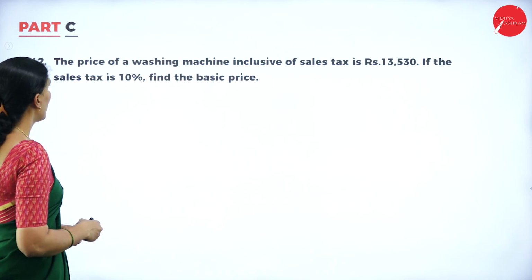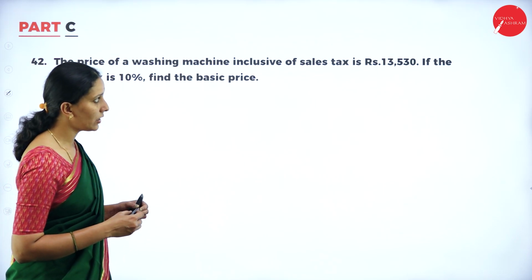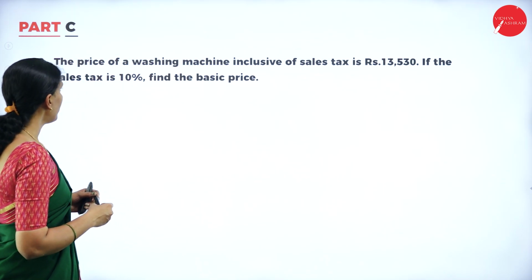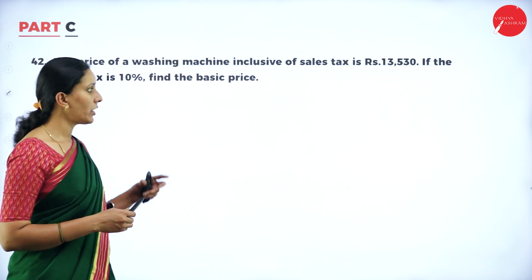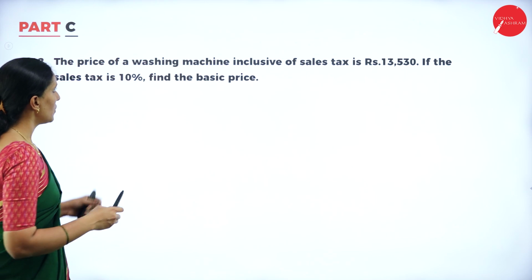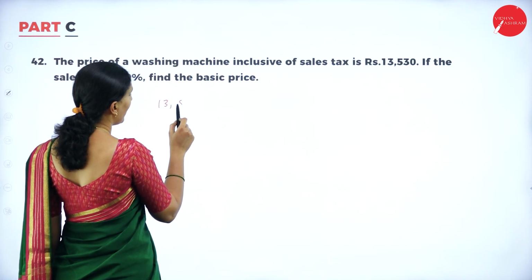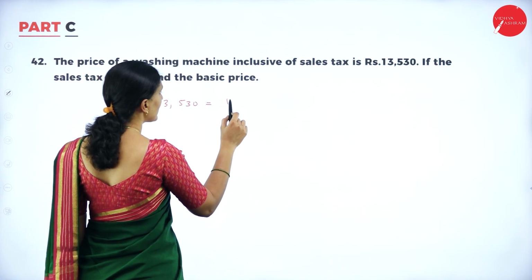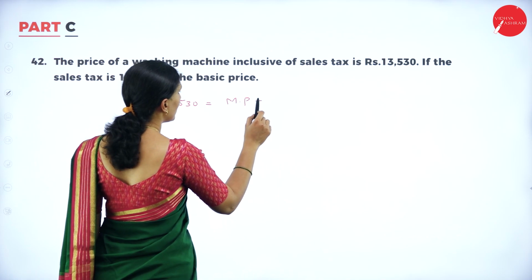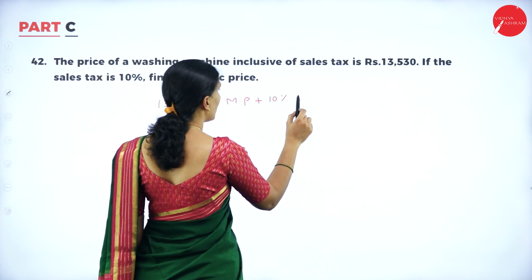Next question. The price of a washing machine inclusive of sales tax is rupees 13,530. If the sales tax is 10%, find the basic price. So here we need to find out the market price. So the total amount, that is 13,530 rupees, will be equal to market price plus the tax, 10% of market price.